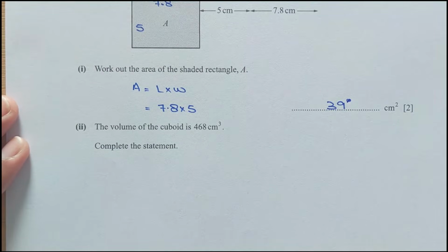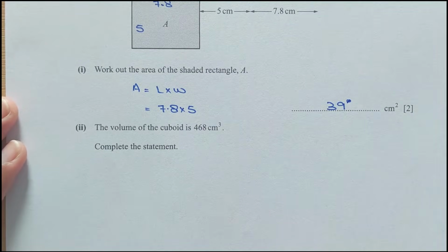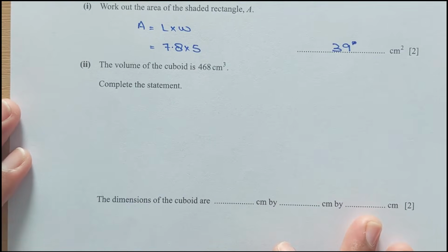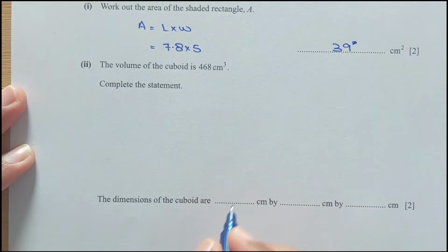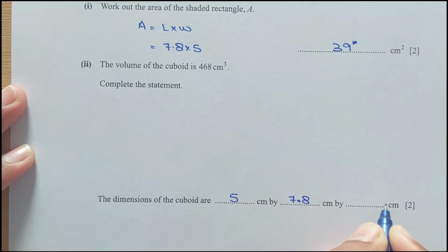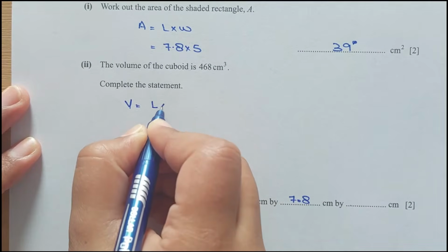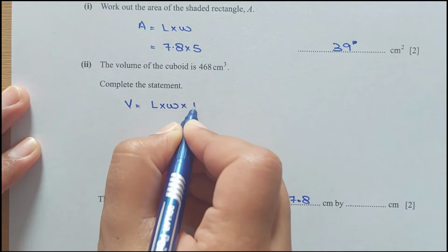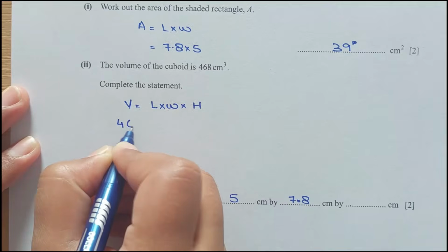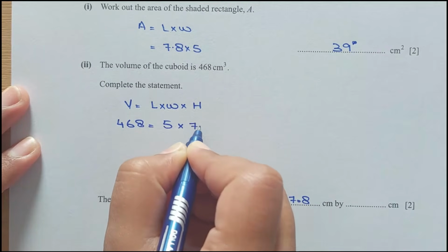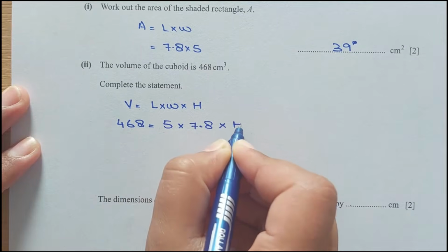Now for the second part, the volume of a cuboid is 468 cubic centimeters. Complete the statement. The dimensions of the cuboid are 5 centimeters by 7.8 centimeters by, now we need to find the height. Okay, the volume of a cuboid is length times width times height. The volume is given as 468. We are given the length is 5. The width is 7.8. We can easily find the height.